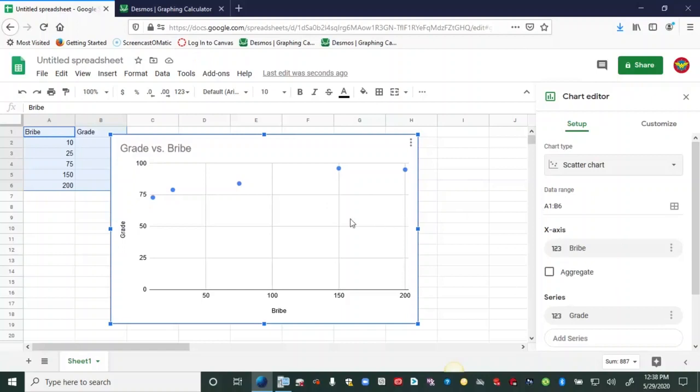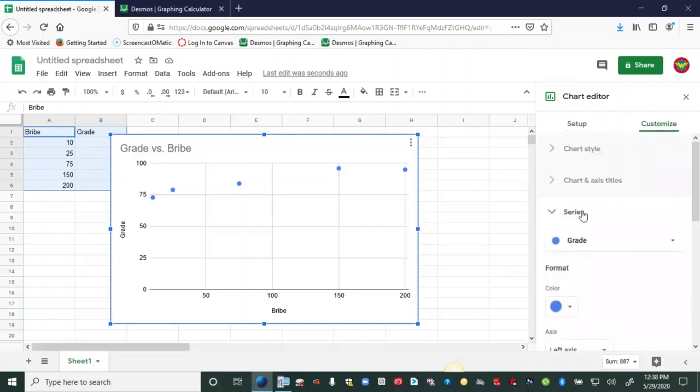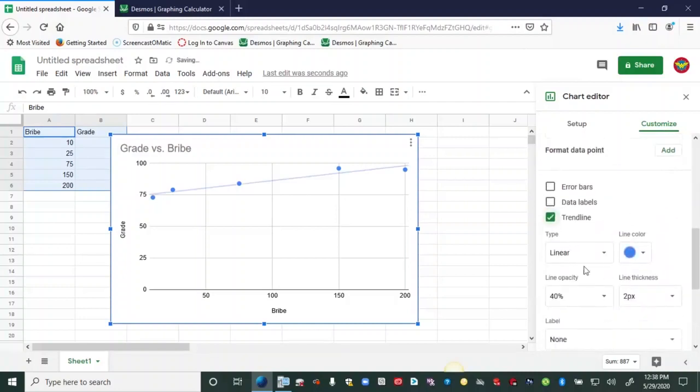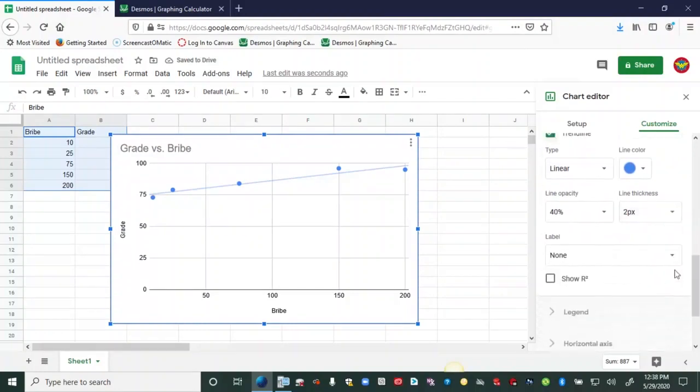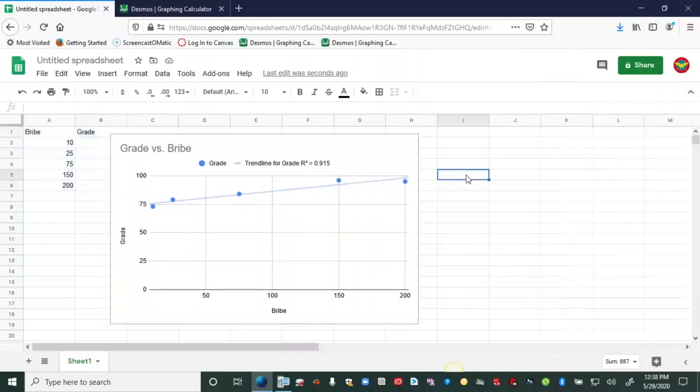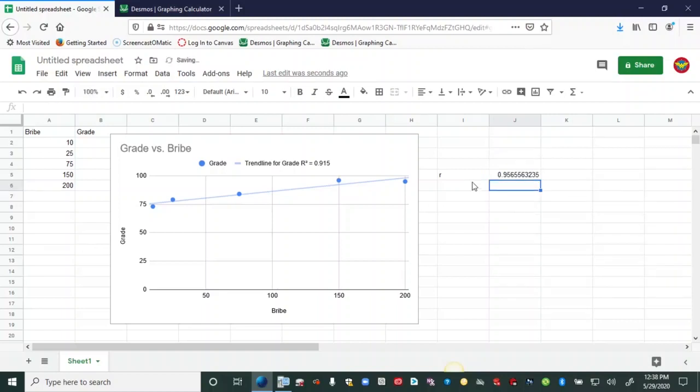In order to get the equation of this, and it's just not obvious in Google Sheets, Excel would be the same way, I want to switch over to Customize, and then I go to Series. If you scroll down, it gives you the option of a trend line. This is our regression line. I do want it to be linear, so I leave it on linear. And I want to show the R squared value. It will not show me R, but I could just take the square root of R squared to come up with our R value. So if I wanted to come up with our R value, I could go over here and say equals SQRT of 0.915. And then we end up with an R value.